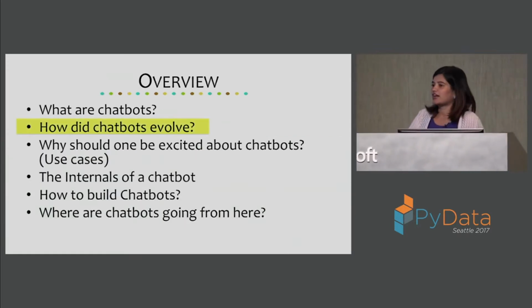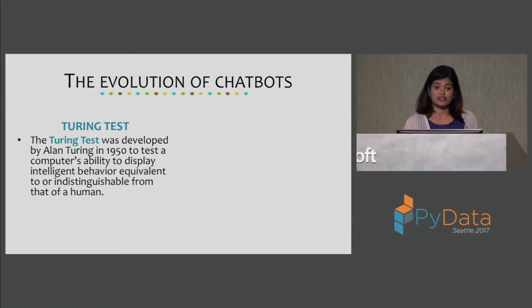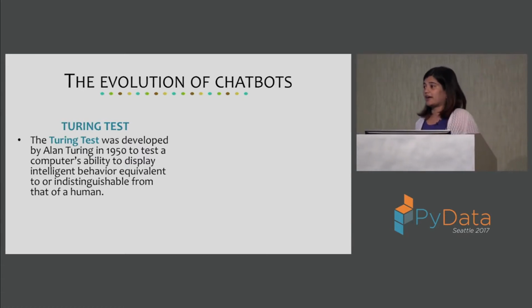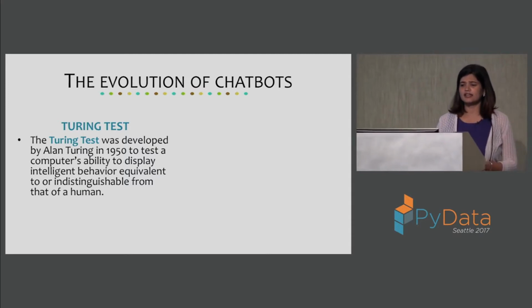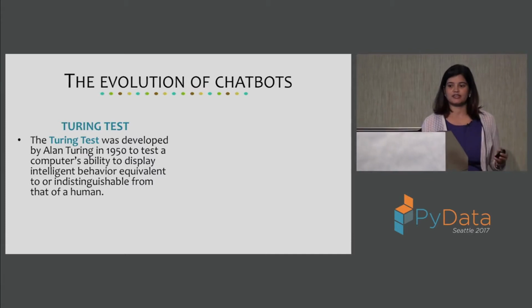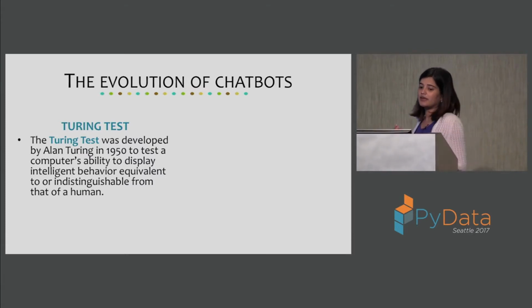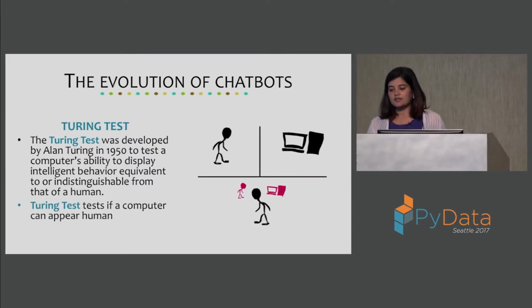So how did these chatbots evolve? The evolution is very interesting because it started with the Turing test. The Turing test was developed in the 1950s by a person called Alan Turing. And the idea was that this is a test which would evaluate whether a computer can be indistinguishable from a human being.